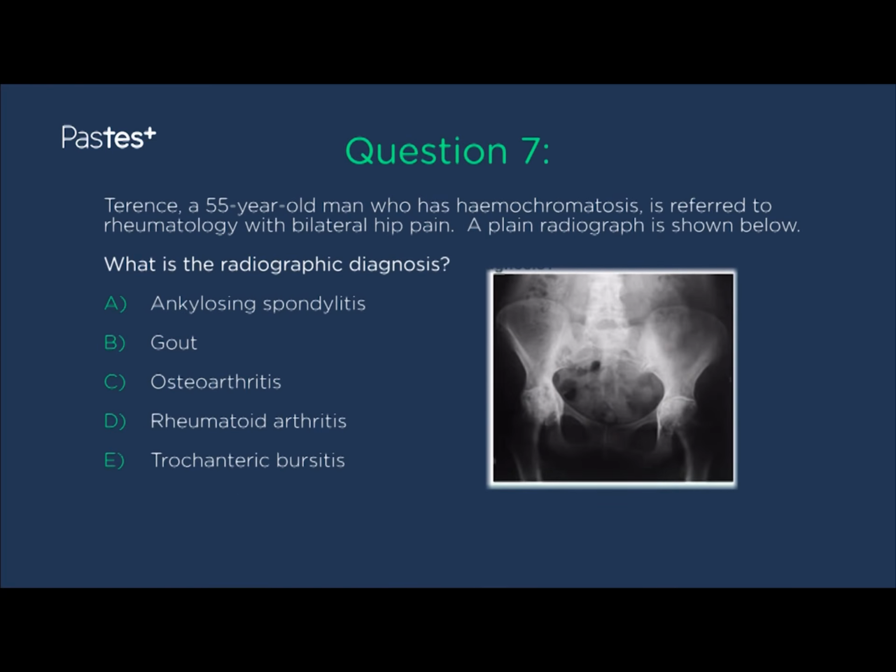Question 7. We're nearing the end. Terence, a 55-year-old man who has hemochromatosis, is referred to rheumatology with bilateral hip pain. Plain radiograph is shown below. What is the radiographic diagnosis? A. Ankylosing spondylitis. B. Gout. C. Osteoarthritis. D. Rheumatoid arthritis. E. Trochanteric bursitis. So have a look at the radiograph carefully. Have a think about what the radiographic features are, and I'll let you choose your diagnosis.